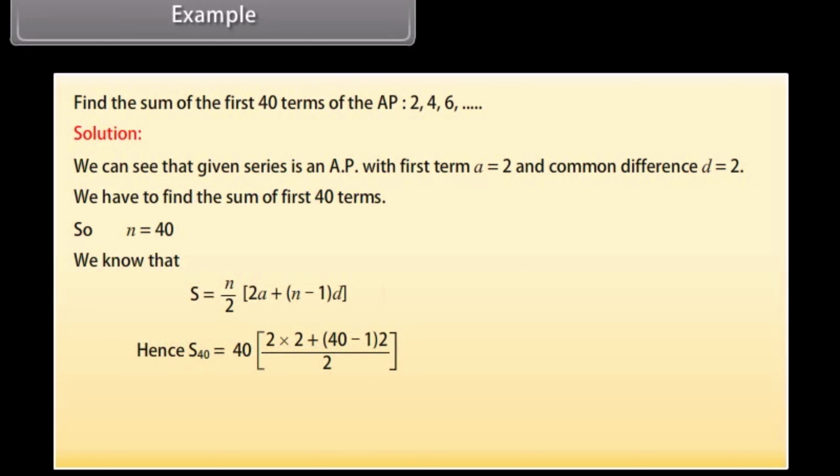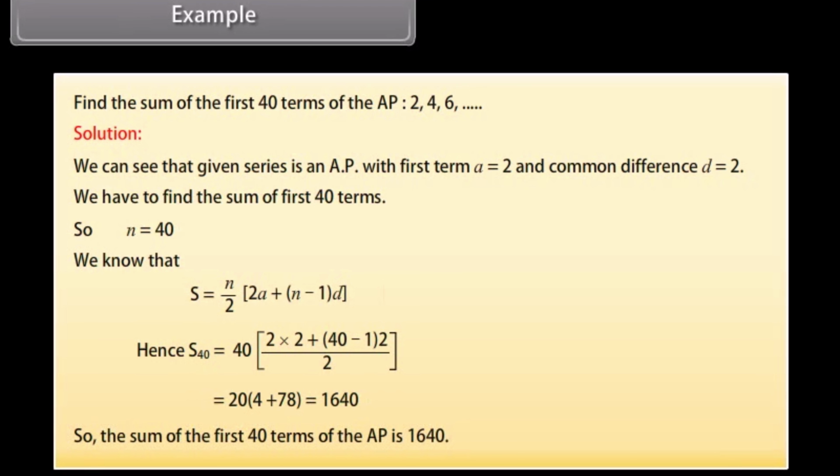Hence, S40 is equal to 40 upon 2 into 2 into 2 plus 40 minus 1 into 2, which is equal to 1640. So the sum of the first 40 terms of the AP is 1640.